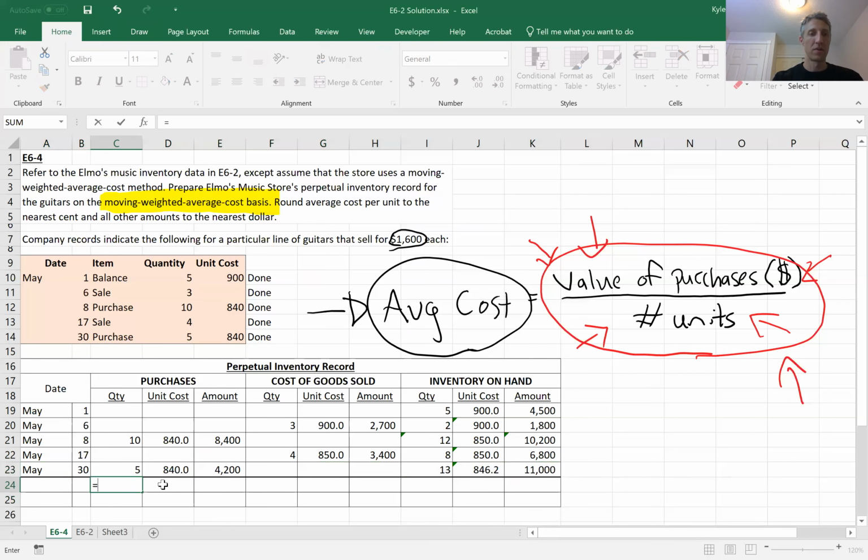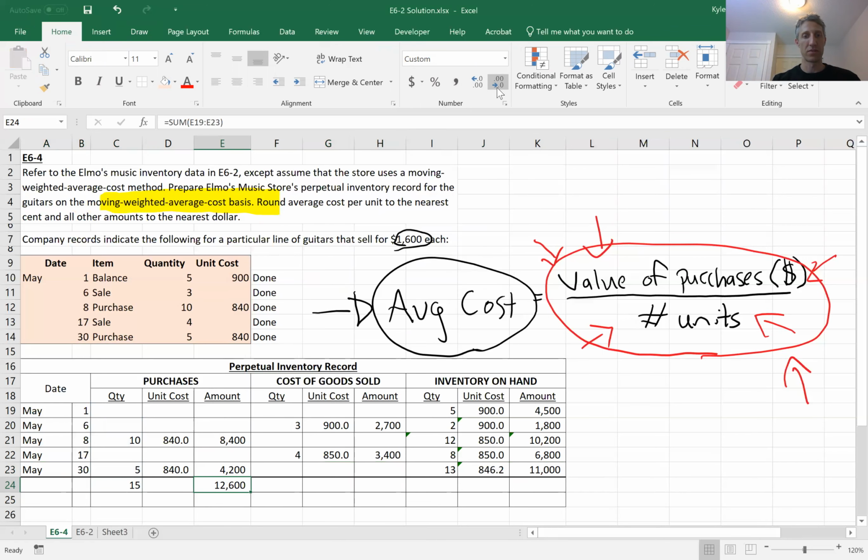Throughout the period, we purchased 15 units. Our total value of purchases was $12,600. We sold 7 units, and our total cost of goods sold for the period is $6,100. So these are, I guess, our ending balances.